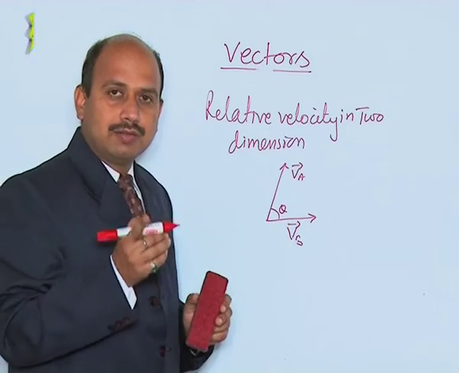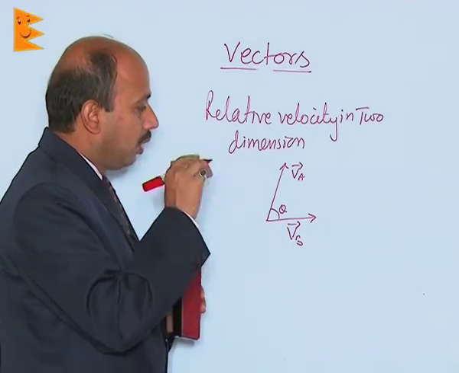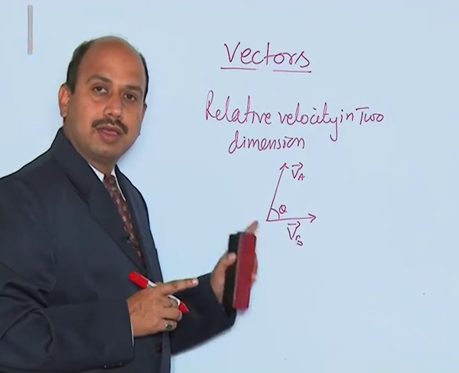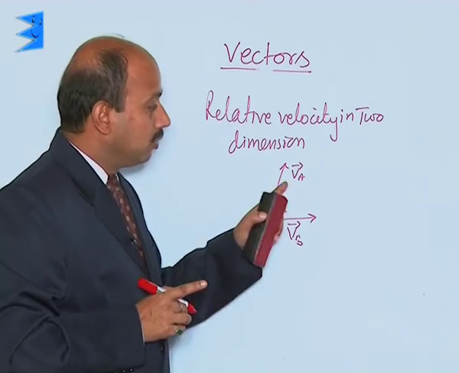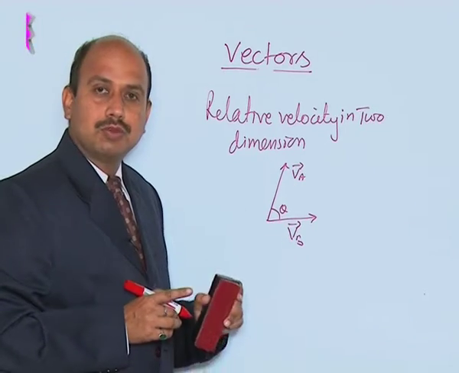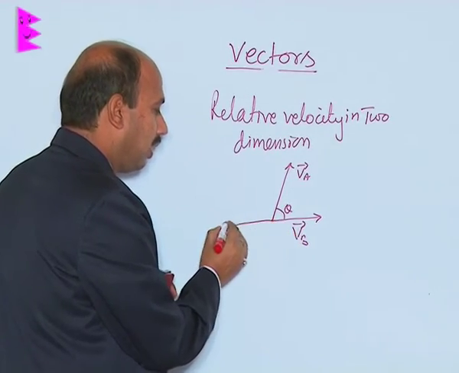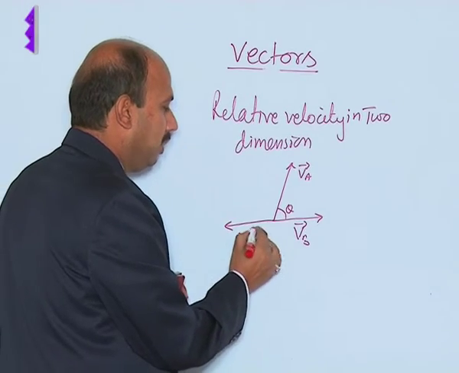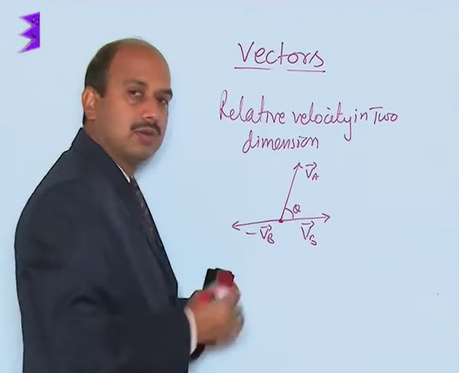Previously we have done relative velocity in a straight line, that is a straight line motion. Now here these two velocities are acting at an angle theta. Now suppose you want to get relative velocity of A with respect to B. So we will apply the same concept. First we have to superimpose a negative vector here, that is minus Vb, so that body Vb comes to rest.